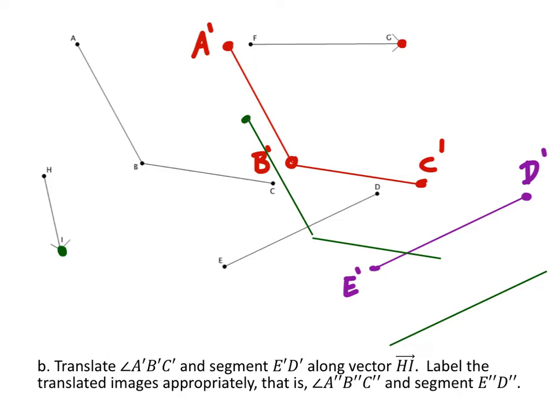This one we're going to label A double prime, because it's been transformed twice. This point down here, it's going to be B double prime because of the second transformation. This one is C double prime. This point is E double prime. And then this point would be D double prime. Now keep in mind that this HI down here, the label for the vector, if that had shown IH, we would have slid it up that line, because the order of the letters makes a huge difference in terms of that direction.